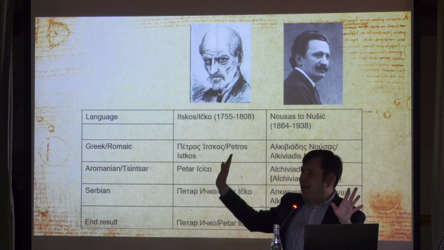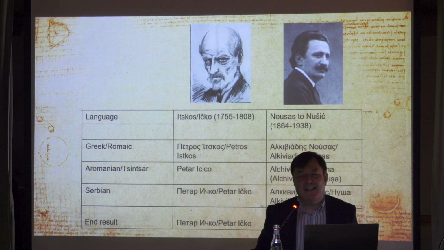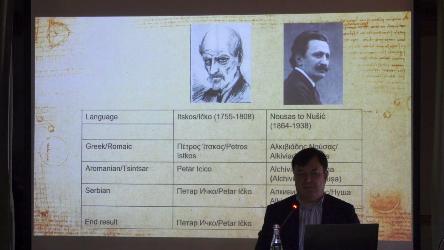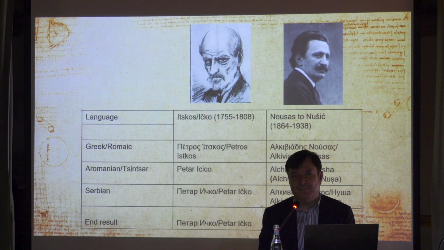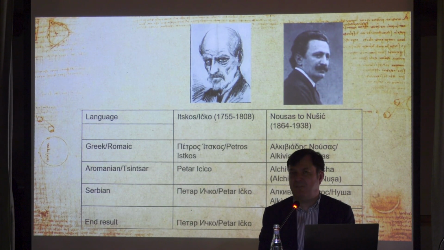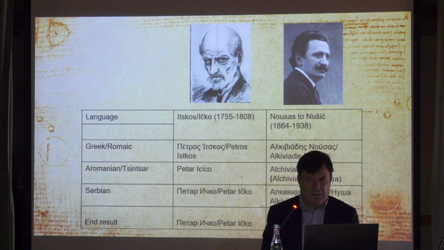One of them, the first guy, is the first diplomat of Serbia, and the second is one of the greatest writers ever. The first was called, in Greek, Petros Itskos, in Aromanian, or Tsintsar, Petar Ichko. In Serbian, Petar Ichko, almost the same. And we know him today as Petar Ichko. He didn't need to change his name. He kept his Aromanian name. He himself would either say that he was a Serb or that he was a Greek. In reality, he was Aromanian.